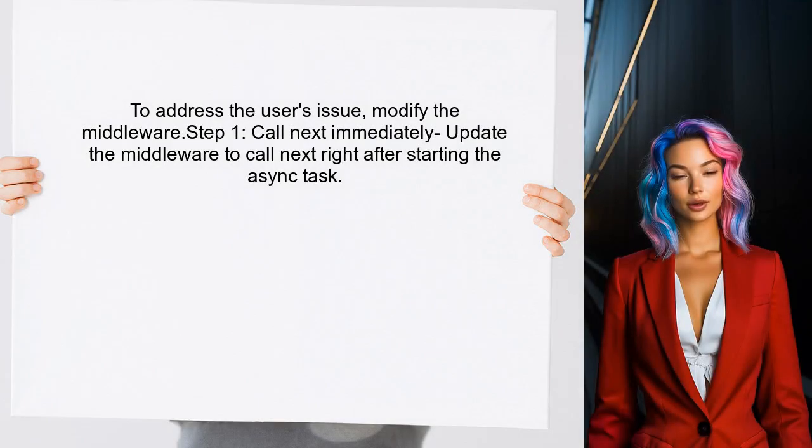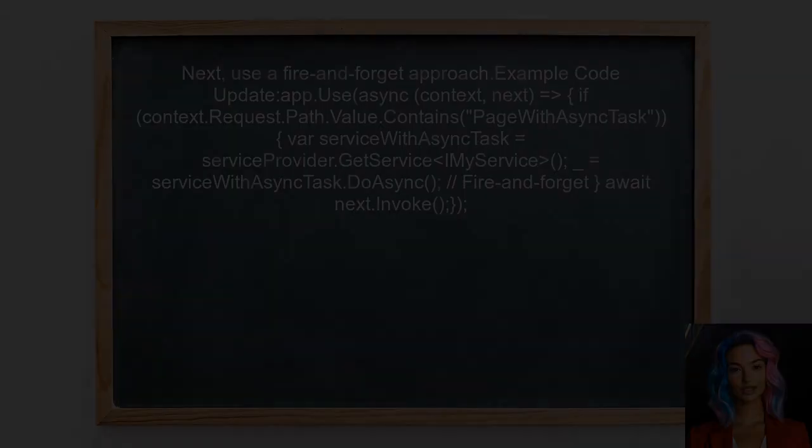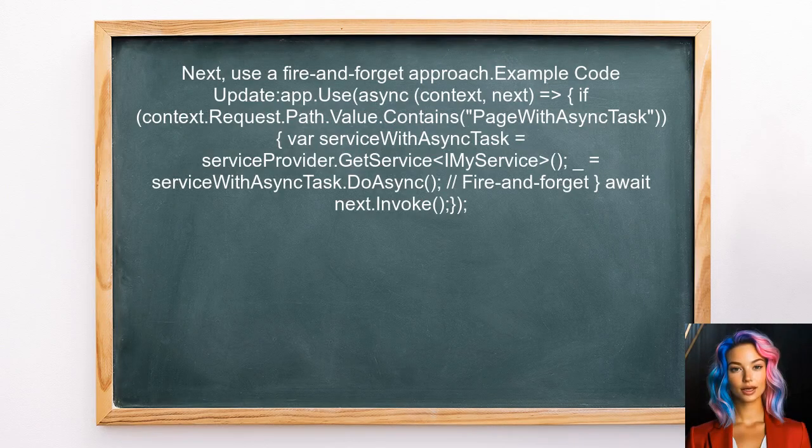To address the user's issue, we need to modify the middleware to ensure that the asynchronous task starts without blocking the page load. First, the user should call the next middleware immediately after starting the asynchronous task. Next, the user can achieve this by using a fire and forget approach. This means starting the asynchronous task without awaiting its completion. The user can do this by simply removing the await keyword.